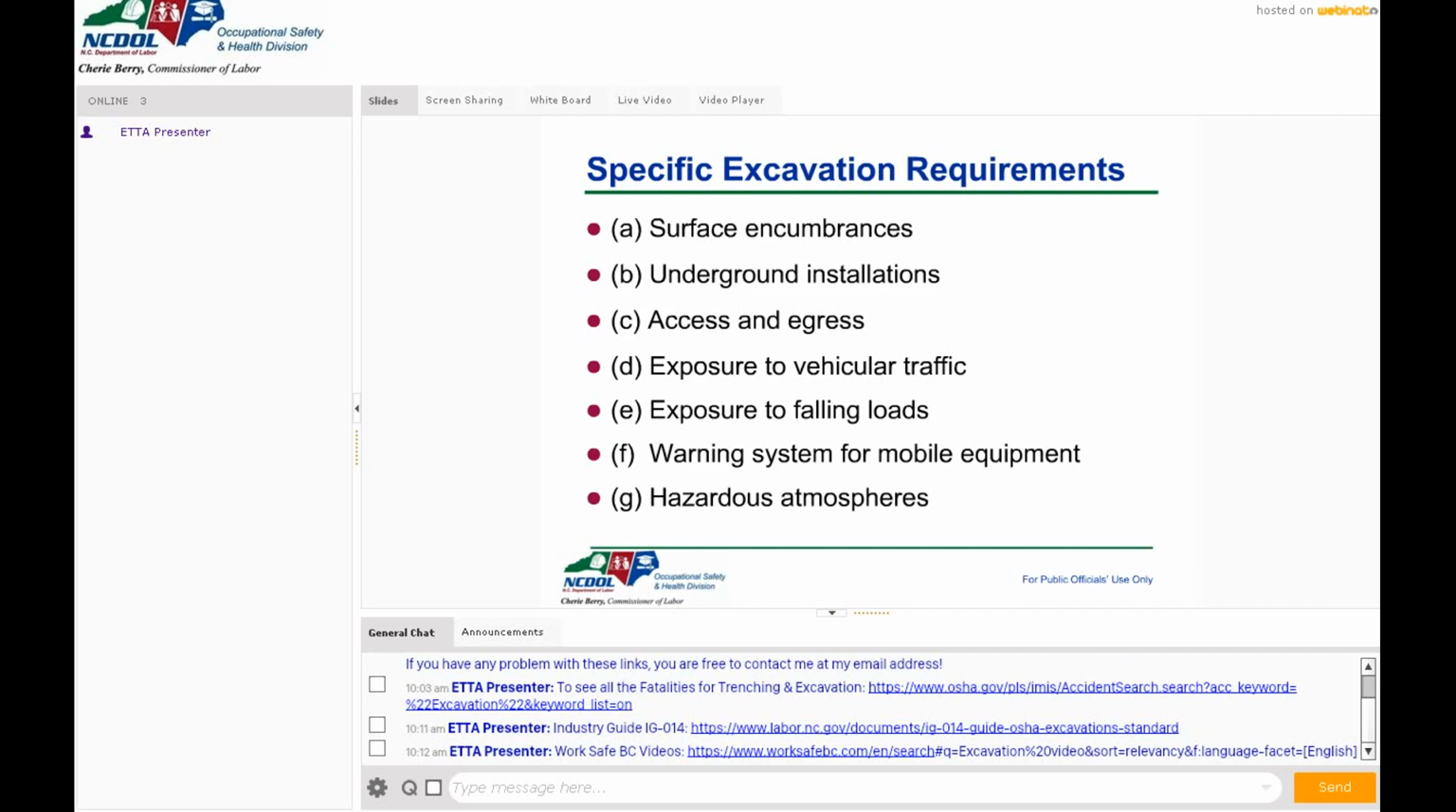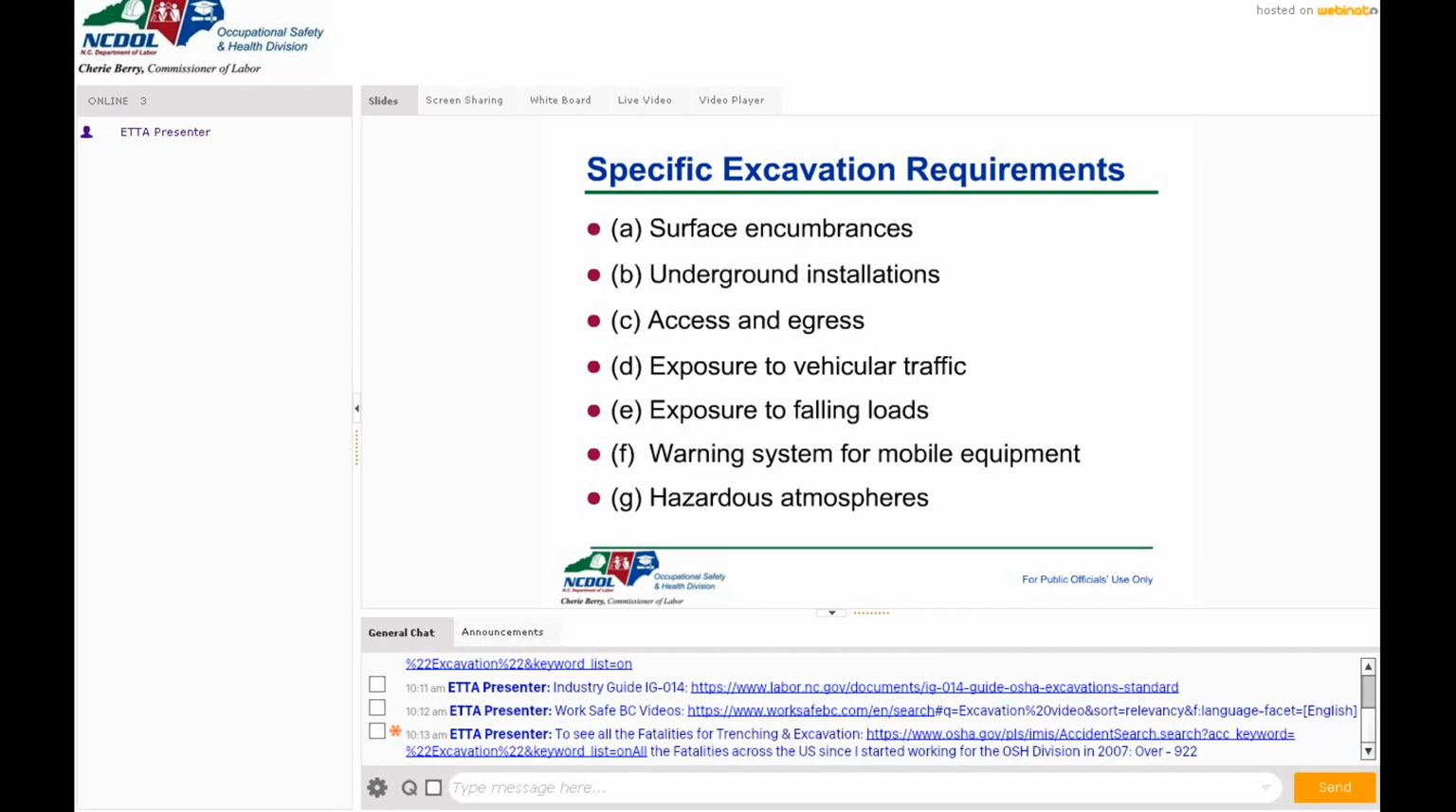Now, the federal site has also, you can take a look at the fatalities or serious injuries at the link that I'm fixing to send right now. And when you review this, you'll see that there have been like 922 fatalities that have taken place since 2007. So this is some good information whenever you're talking to your folks about what can happen to them if they're not being careful out there.